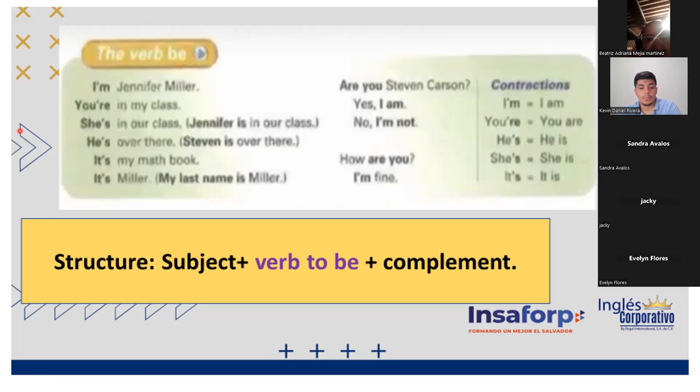I am Jennifer Miller, you are in my class. He is in our class. She is, sorry, in our class. Jennifer, she is in our class.